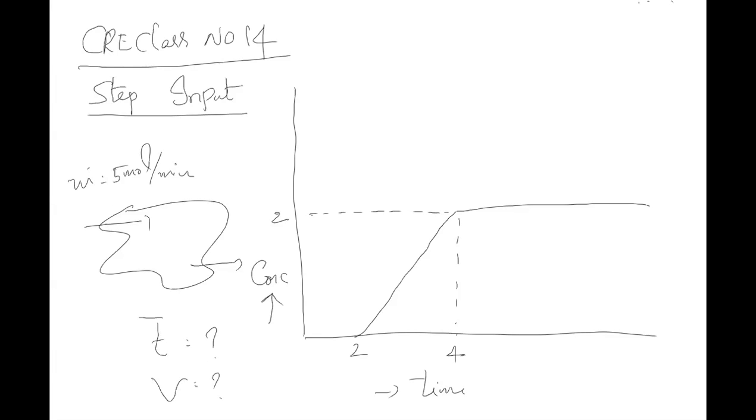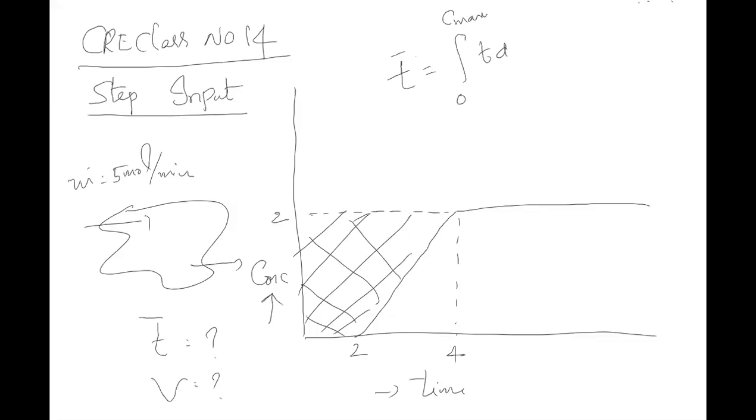See, 1 minute is the answer. So what is T bar? T bar means here, remember, you are writing the concentration integral because you are interested in this area. Zero to C max, T DC, 1 by C max.